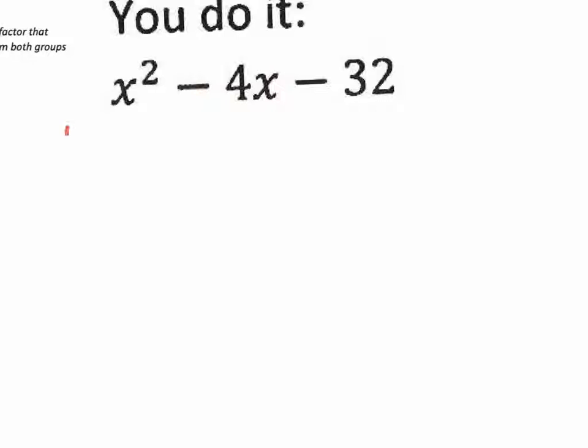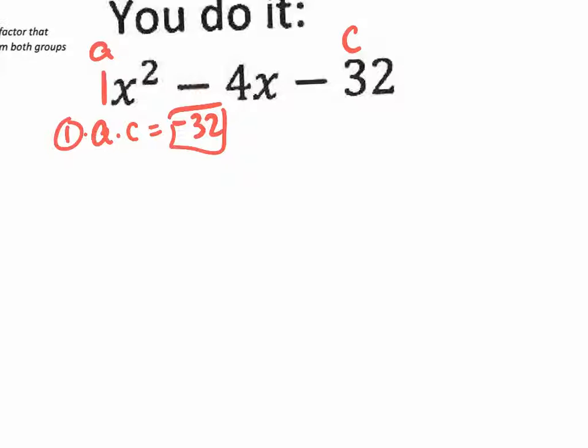Step 1. A times c. What is a times c here? 1 times negative 32, right? That gives us negative 32. That's the answer to step 1. Step 2. Think of the multiples of negative 32 that combine together to give you the middle value b. Make a list. How can I get negative 32? Negative 1 times 32. Wow. Negative 2 times what will give me negative 32? Negative 16, right? Half of 32 is 16.